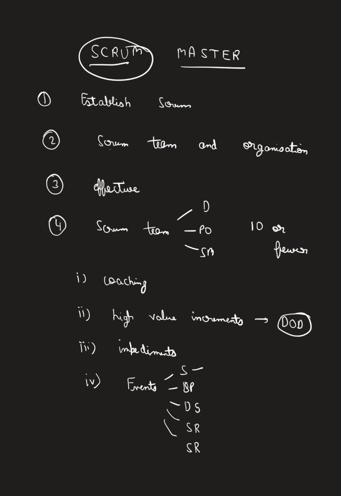Your sprint is time boxed for 1 month or less. Sprint planning is time boxed for 8 hours or less. Daily Scrum is time boxed for 15 minutes. Sprint review is 4 hours. Its sprint retrospective is 3 hours. This is the time box. Okay. You need to remember these things for your examination.